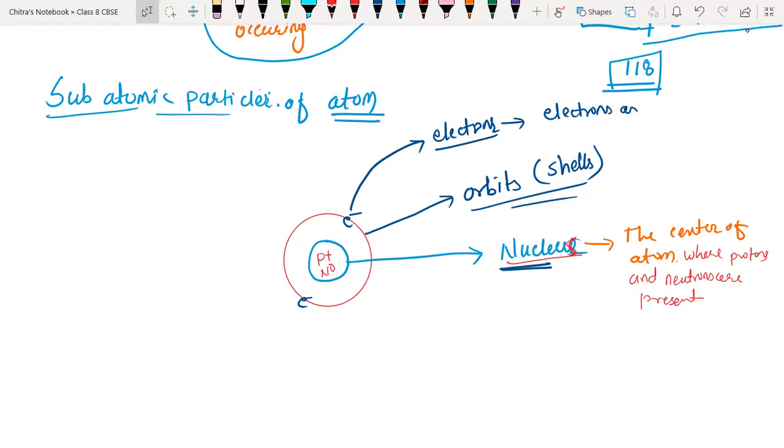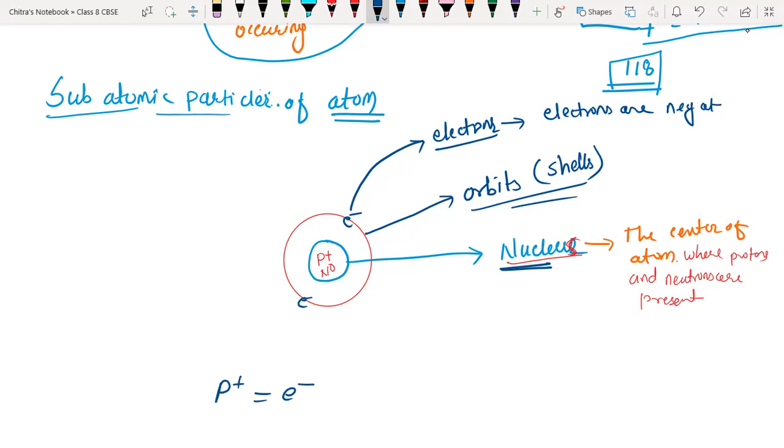Sir, are all of them negatively charged? All electrons are negatively charged. Electrons are a part of the atom. Without electrons, an atom is not going to exist. Sir, but how can it be electrically neutral? See, in every atom, an equal number of protons and electrons are present, and they have equal and opposite charge. Equal and opposite charges cancel each other. That's why atoms are electrically neutral.